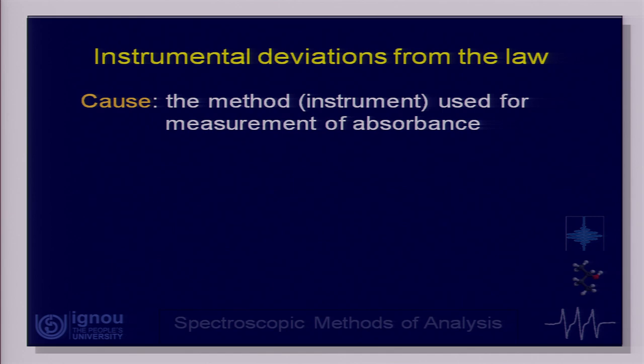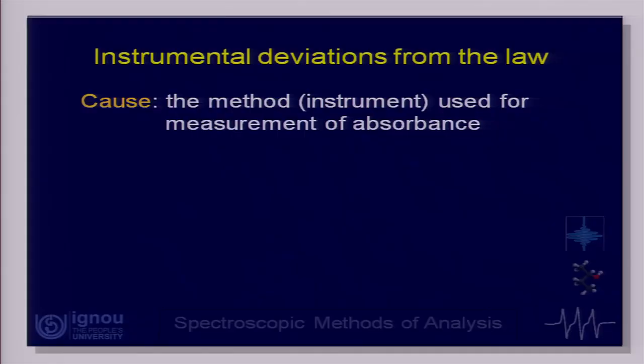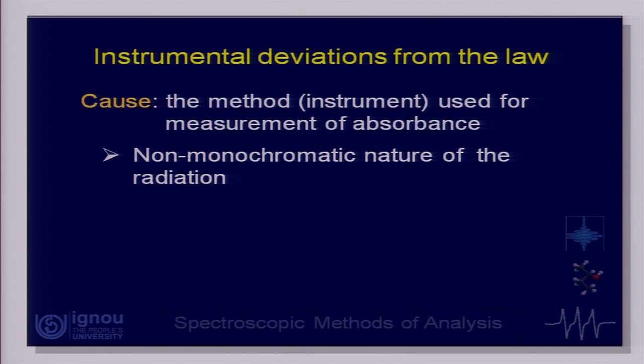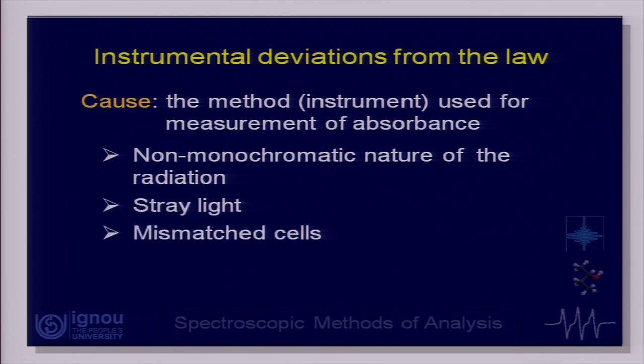Now, let us move further and talk about yet another class of deviations from the Beer-Lambert law, and they happen to be instrumental deviations. If you really ask me, these are deviations not only because of the instrumentation involved, but broadly speaking because of the way we conduct the experiment, that means the way we make measurements. In this category we can talk about different factors. One of them is the non-monochromatic nature of radiation, the second is stray light, the third is mismatched cells, and the fourth is temperature. Let us talk about each one of them one by one.